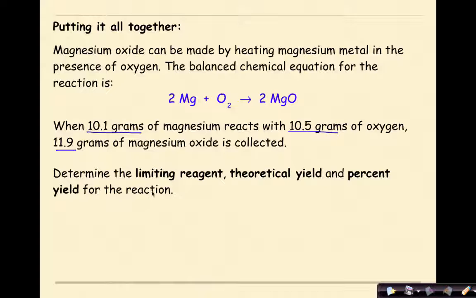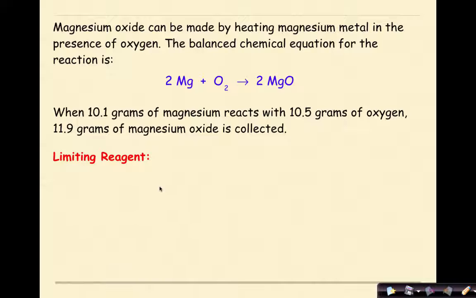So this is taking everything that we learned about limiting reagent problems and also bringing in the concept of theoretical yield, which is part of the limiting reagent problem, and now percent yield. The first thing that we're going to do is figure out the limiting reagent. They give us masses for both of our reactants, so of course we're going to do the AP chemistry mantra and convert to moles. So 10.1 grams of magnesium and 10.5 grams of O2.